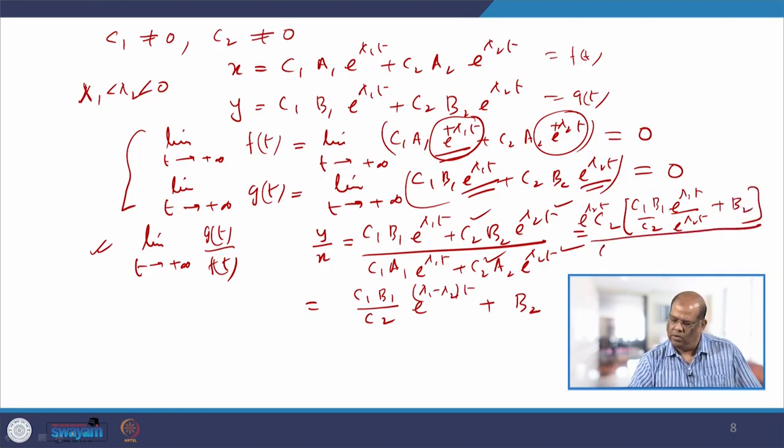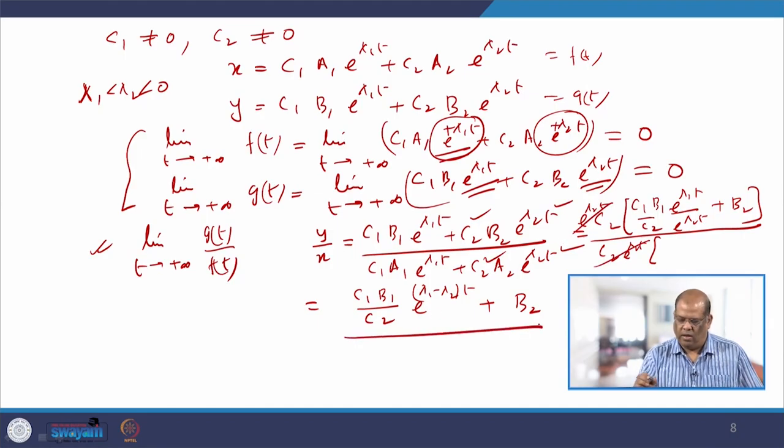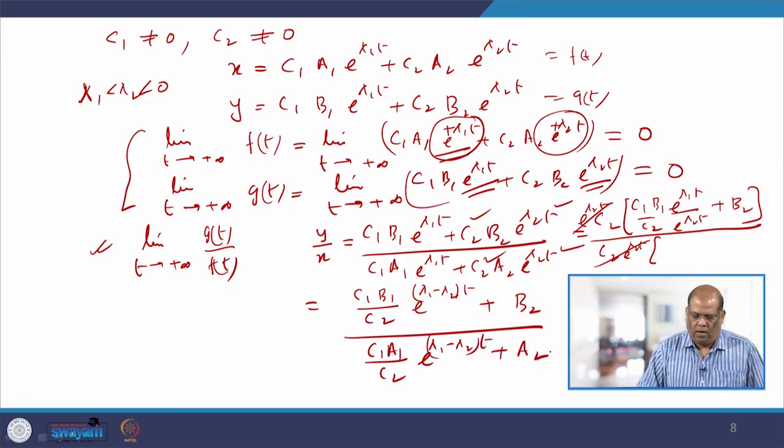Similarly, I take here also c2 e to the power lambda 2t common, and similarly you get an expression, this and this cancels and you are left with this. So this is exactly what I am writing here. This divided by c1a1 by c2 e to the power (lambda 1 minus lambda 2) into t plus a2. Now as t tends to infinity, this is equal to limit t tends to plus infinity.